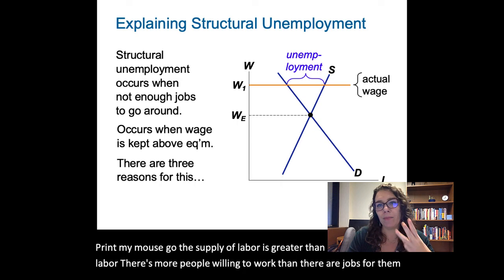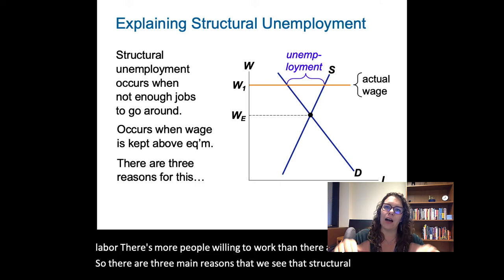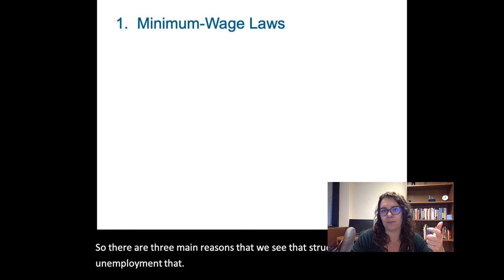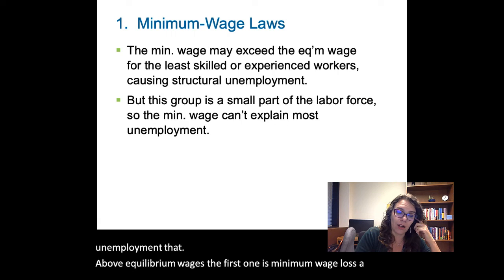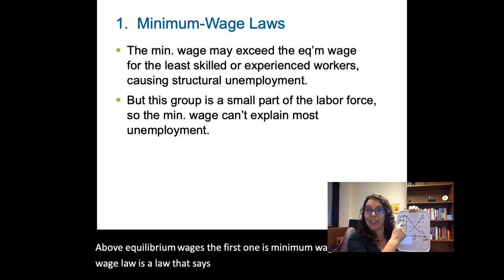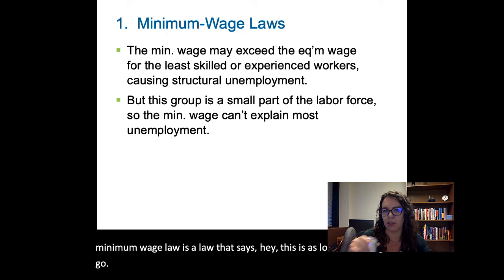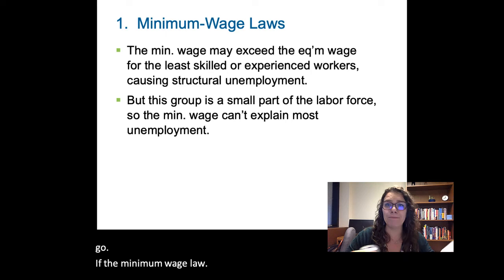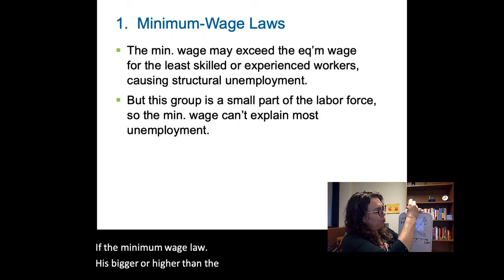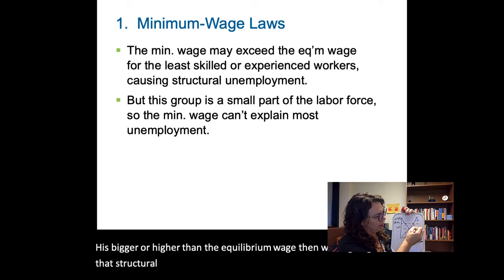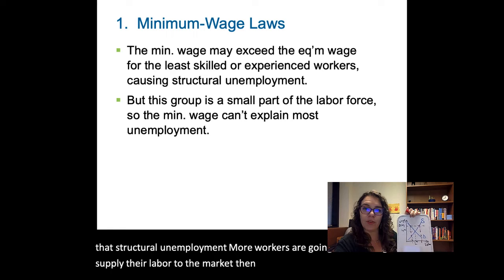So there are three main reasons that we see that structural unemployment, that above equilibrium wages. The first one is minimum wage laws. A minimum wage law is a law that says, hey, this is as low as the wage can go. If the minimum wage law is higher than the equilibrium wage, then we're going to have that structural unemployment. More workers are going to be willing to supply their labor to the market than there is demand or jobs for those workers.